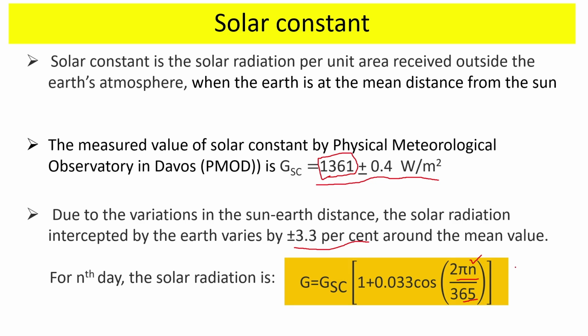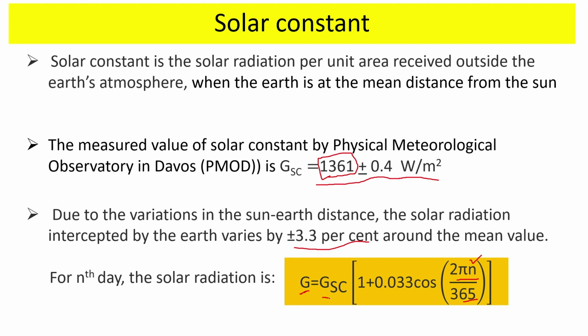For February 1, n will be 31 days of January plus the first day of February. 31 plus 1, it will be 32. N will be 32. So if I put the value of n, I will get the exact value of the solar constant for that particular day, right? So we won't call it solar constant.